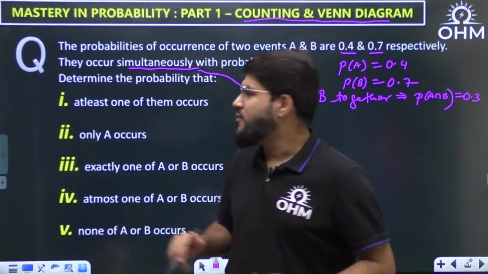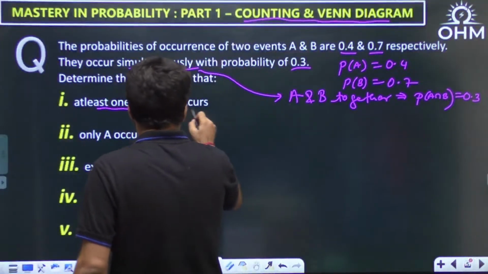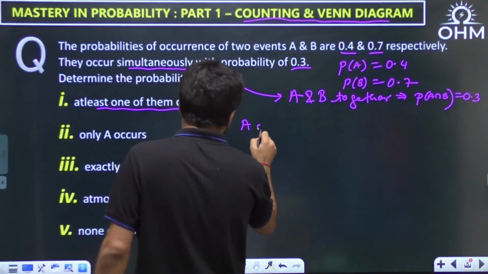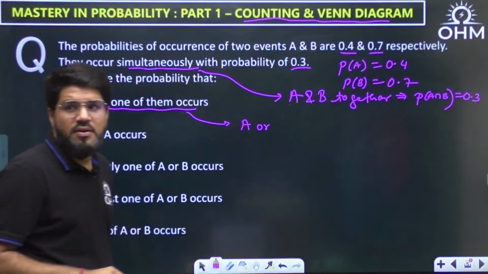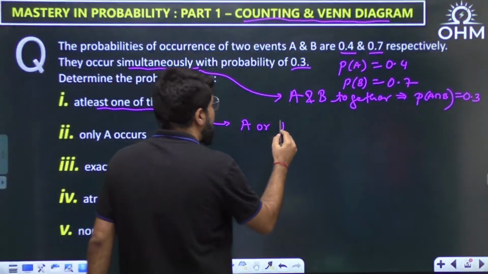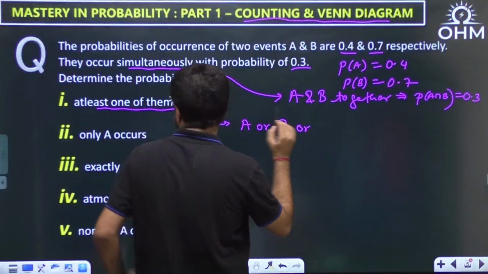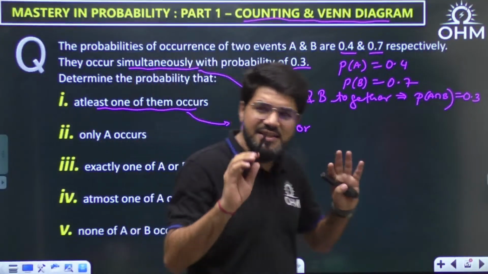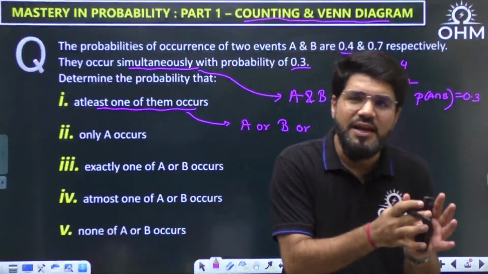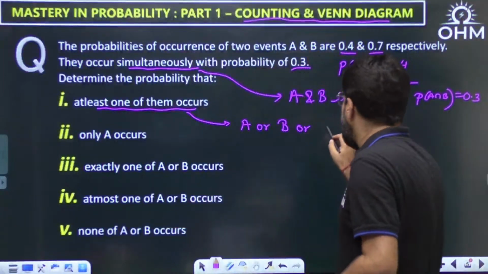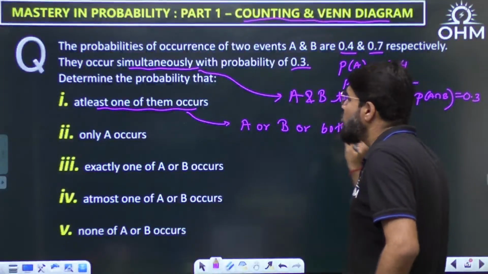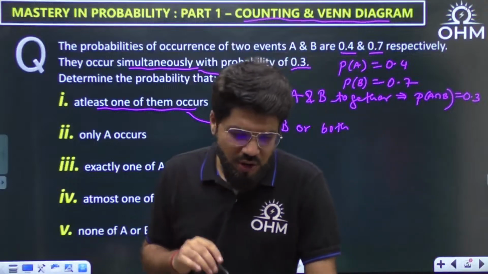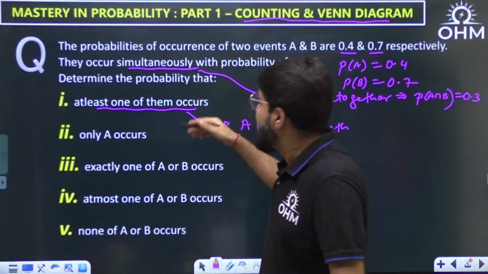Now find the probability that at least one of them occurs. What is this condition? At least one means either A should happen, or B should happen, or even both. I'm not saying only one of them should occur; at least one of them should happen. So either A should occur or B should occur, or what is the next case? Both.